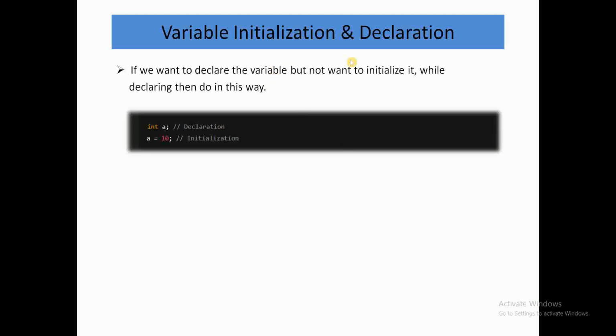Variable initialization and declaration. I already told you that we have to initialize values at declaration time, but not in this case. If we want to use int, string, bool values, we can first declare the variable, and when we want to put some value, we can initialize it after declaration. We can do this with integer, string, boolean values. If we want to declare the variable but not initialize it while declaring, then we can do it this way.